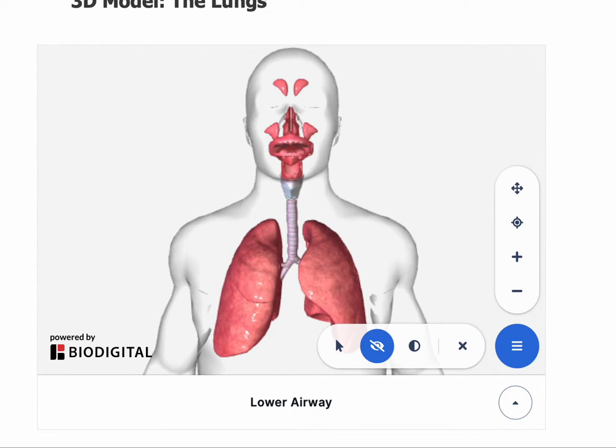Today we'll be going over the respiratory system. The respiratory system is how we breathe and exchange O2 and CO2. The respiratory system contains a right lung and a left lung.